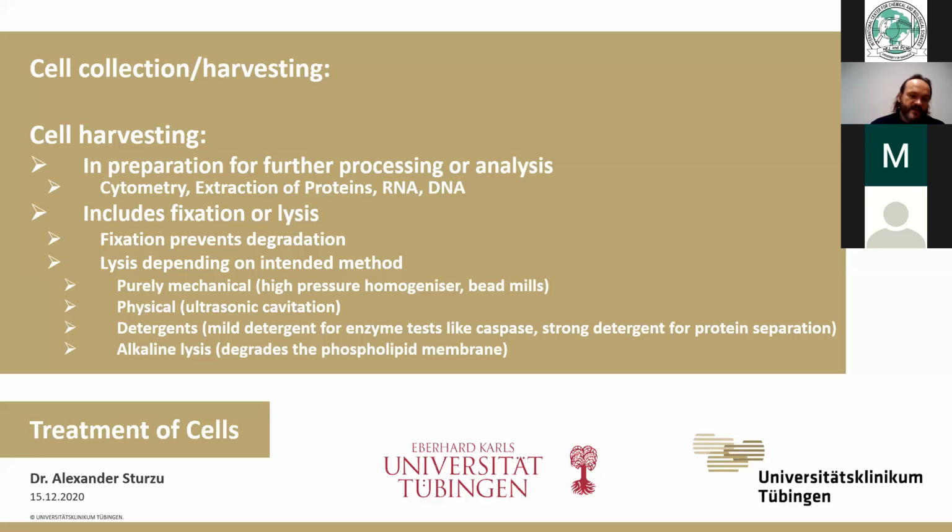So we have several different options to break the cell membranes and open the cell cytoplasm. We can use either purely mechanical methods like the high pressure homogenizer or bead mills, or physical methods like cavitation, ultrasonication, or we can use detergents that will disrupt the cell membranes and make them porous so we can get to the contents of the cytoplasm. Or we can do alkaline lysis, and this alkaline lysis will completely degrade the phospholipid membranes by splitting the fatty acids from the glycerol.